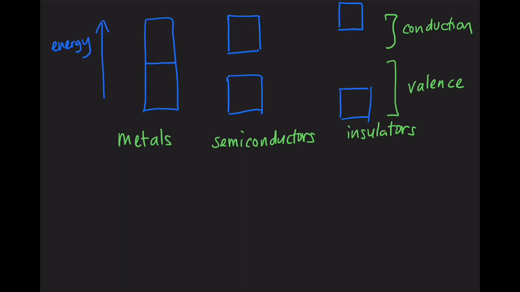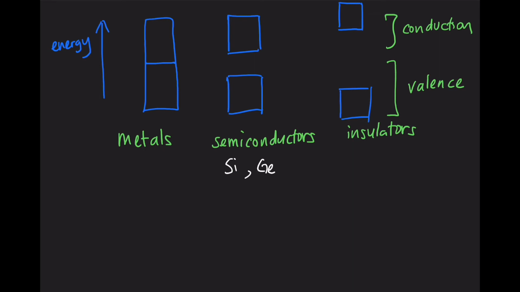Now, if we compare the bands between metals, semiconductors, and insulators, we can see the following. For metals, the valence band is very close together with the conduction band, so the electrons of the valence band can easily jump to the conduction band. However, on the other hand, we have insulators. For insulators, the gap between the conduction band and the valence band is very prominent, so there is no way for the electron to be able to overcome this gap to jump into the conduction band, and therefore insulators are not conductive.